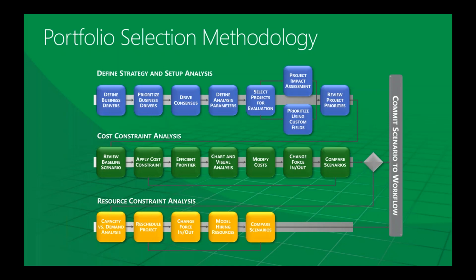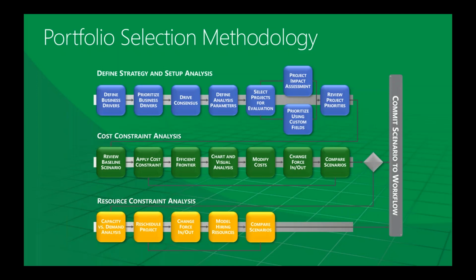We collect business information to allow us to do an initial prioritization using both out-of-the-box capabilities of the solution and custom fields that we may add into the tool in order to collect, gather, and use additional attributes for prioritization. And then finally, we can take this through, as I mentioned earlier, 2 steps of constraint analysis, both cost or budget and resource constraint analysis.